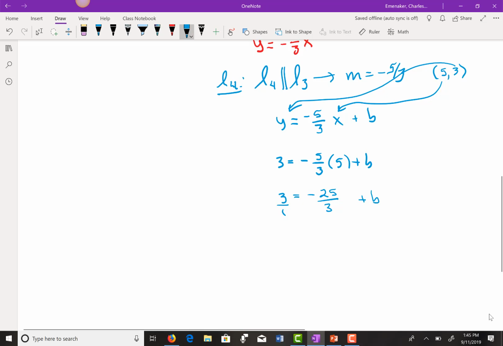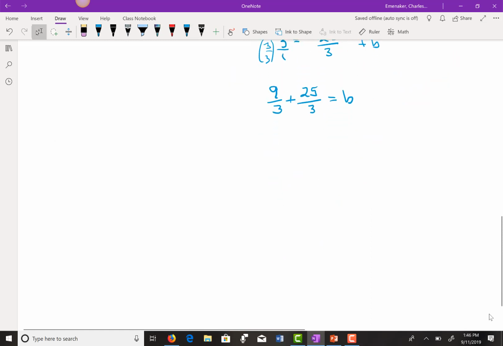Okay? But the first thing we have to do is get a common denominator to combine the two fractions, don't we? So we're going to multiply this by 3 over 3. So that's going to give us 9 over 3. And then we can add this to each side, which will give us plus 25 over 3 is equal to b. Anybody lost? B then is going to work out to have the value 34 thirds.